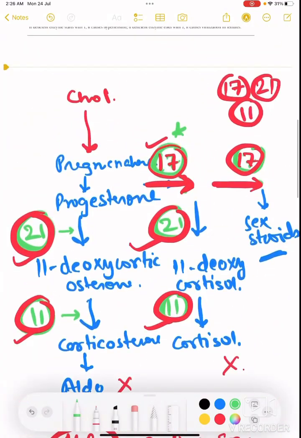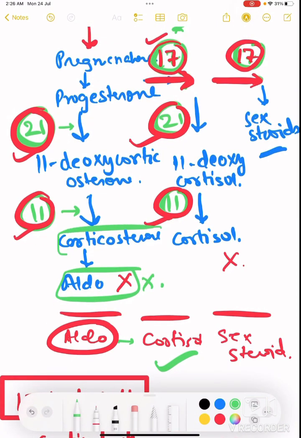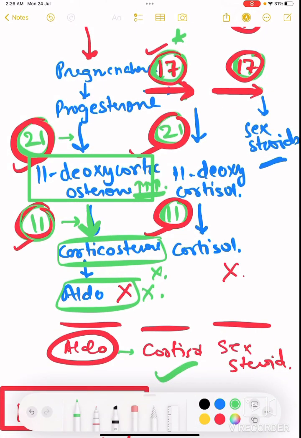See over here. The BP is high because in 11 hydroxylase deficiency, aldosterone is not made, right? But corticosterone is also not made. The main thing is that since 11 hydroxylase deficiency is present, this particular pathway will be blocked and the 11 deoxycorticosterone amount will go up, right? Because it will accumulate: in any reaction, if the enzyme is not working, then the product will be formed less and the substrate will go high, right?